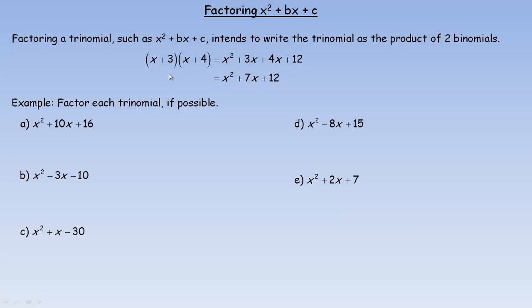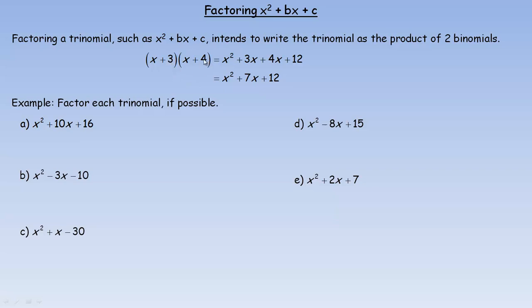The purpose of this example is to show you, well, if I want to take this and factor it and write it as the product of x plus 3 and x plus 4, how do I know it's 3 and 4? Well, the 7x comes from adding the 3x and 4x. Notice that this 3 and this 4 add to 7. And the 12 here comes from multiplying the 3 and the 4. So the 12 on the end is actually the product of these two numbers.